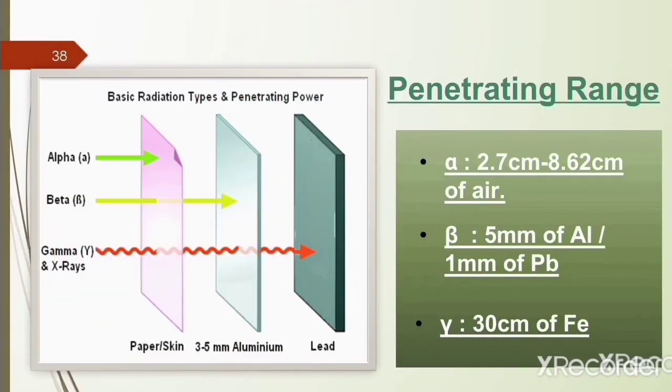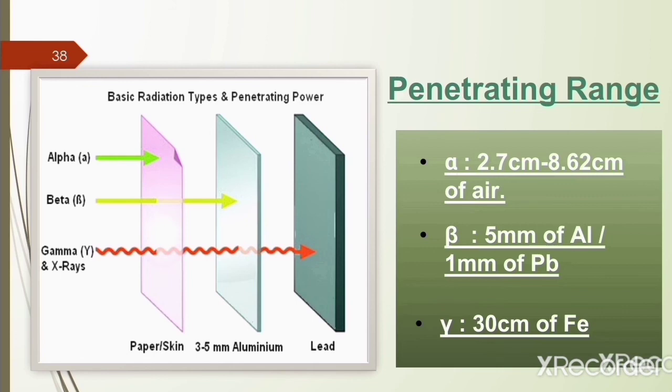Moving on to the next topic, penetrating range. From this picture, it is very evident that the alpha particle has the least penetrating range, which is about 2.7 cm to 8.62 cm of air. And the beta particle is able to penetrate through an aluminium sheet of 5 mm or a lead sheet of 1 mm. The gamma radiation has the highest penetrating range, which is 30 cm of iron.